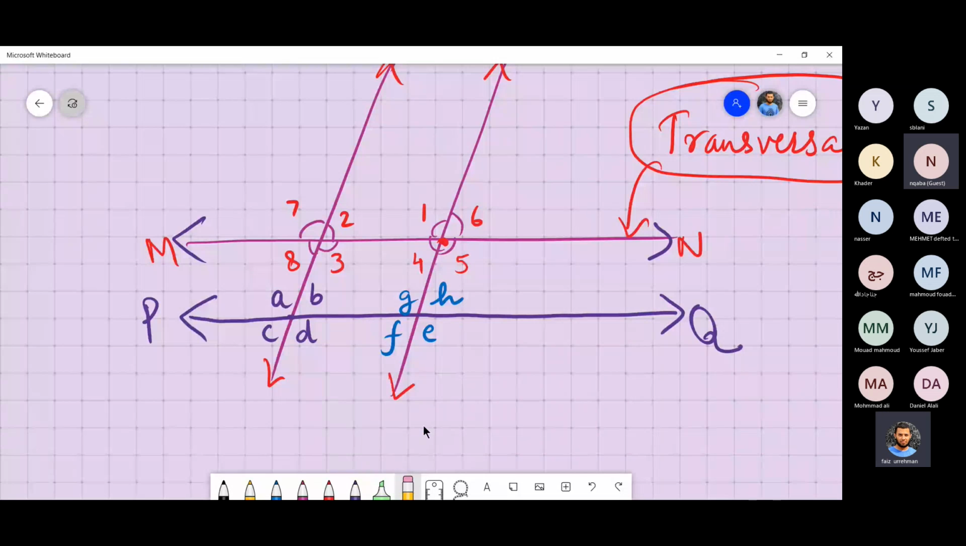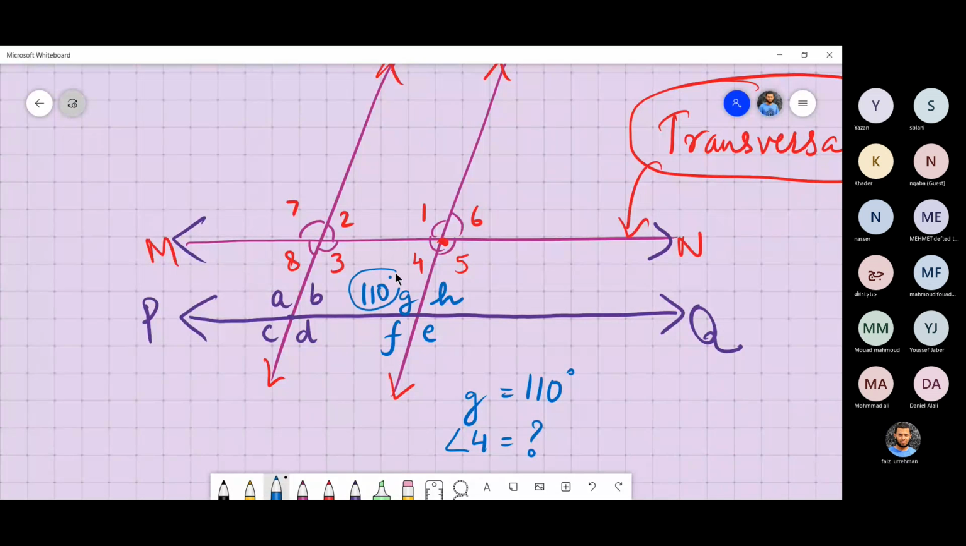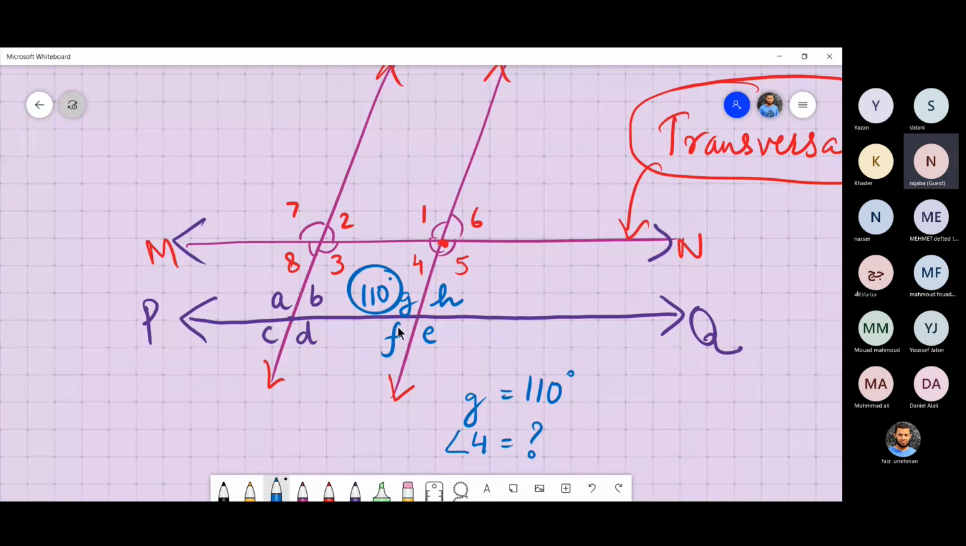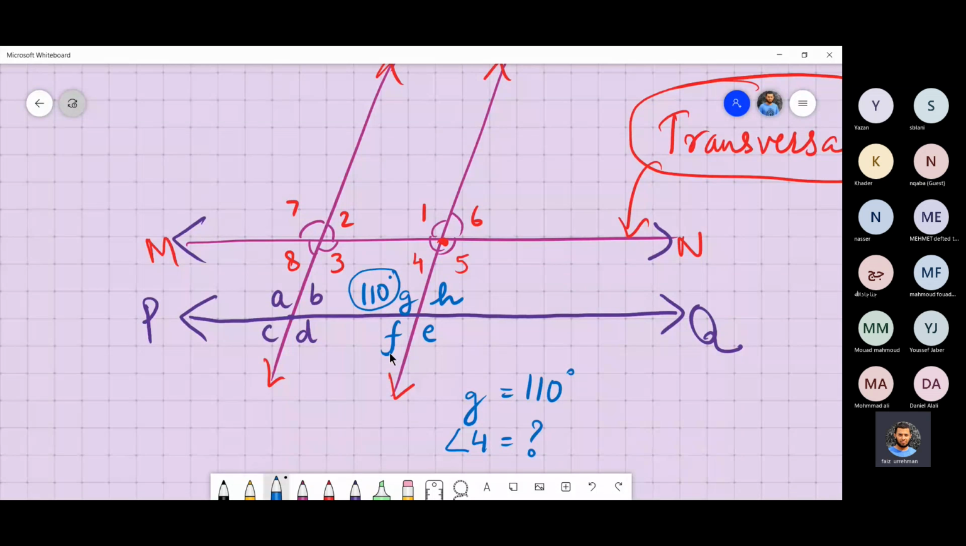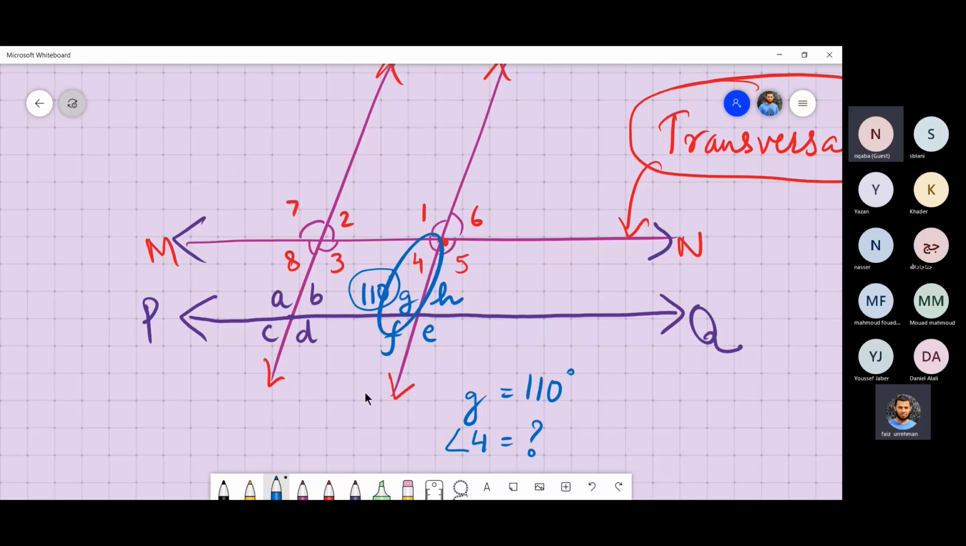Now, if angle G is 110 degrees, can you find angle 4? If this one is 110 degrees, can you find angle 4? What is the relation between G and 4? Which type of relation is there? So it will be 70.